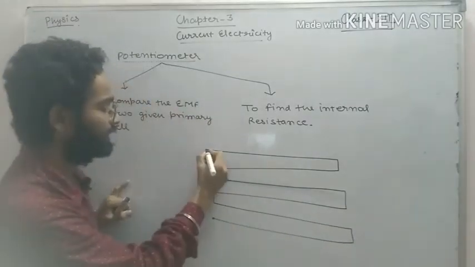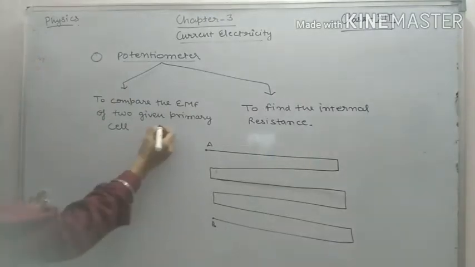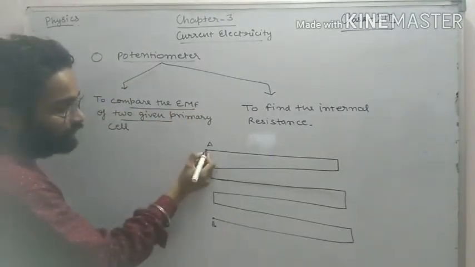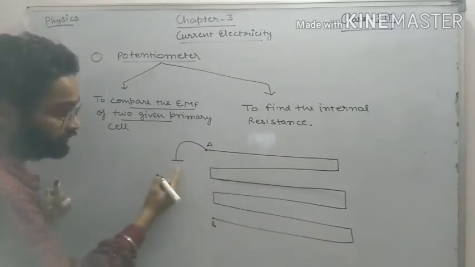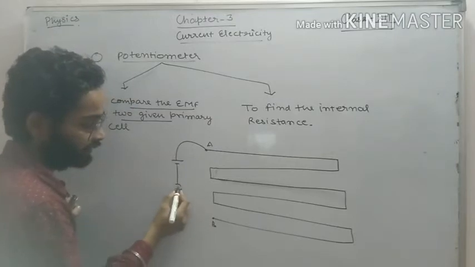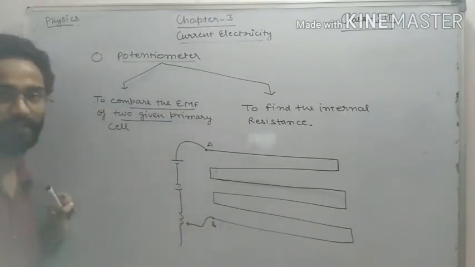It has two ends, A and B. When we are using it to compare the EMF of two given primary cells, we have to attach this particular point with the positive end of the battery, and the negative end of the battery would be attached to a key, and there would be a rheostat. Very simple circuit, I am telling you.